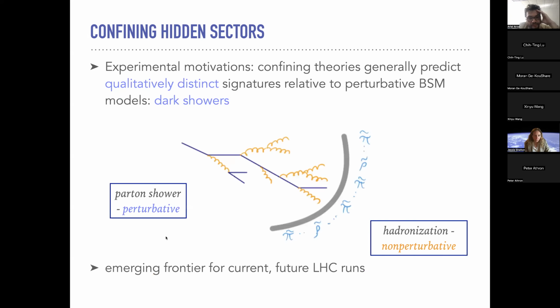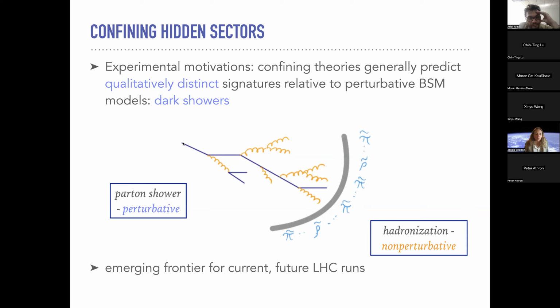Of course, besides these theoretical motivations, some, I think, rather compelling at this point, there are experimental motivations to look for confining hidden valleys. One of these reasons is that the signatures that these theories predict are generically qualitatively distinct compared to the signatures from perturbative beyond the standard models. The signature I'm going to refer to as a dark shower. So a dark shower is a signature of confining theories.